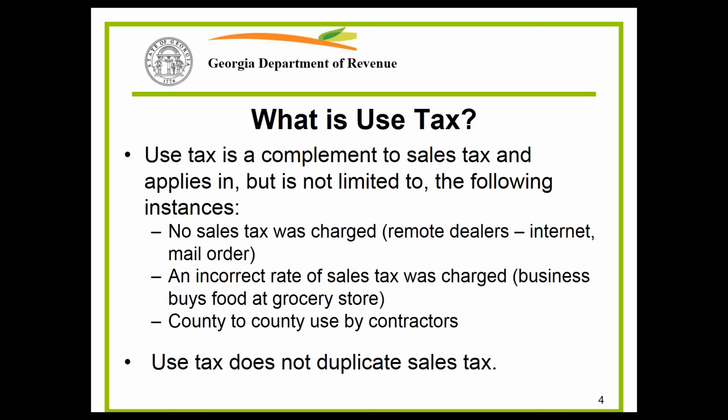And if you pay sales tax to a particular state and it's paid legally, and then you take the property to another state, you technically owe use tax in the second state, but you would get a credit for the sales tax that you previously paid. And so again, that illustrates how the use tax doesn't duplicate sales tax. You get a credit for sales tax that was properly paid.